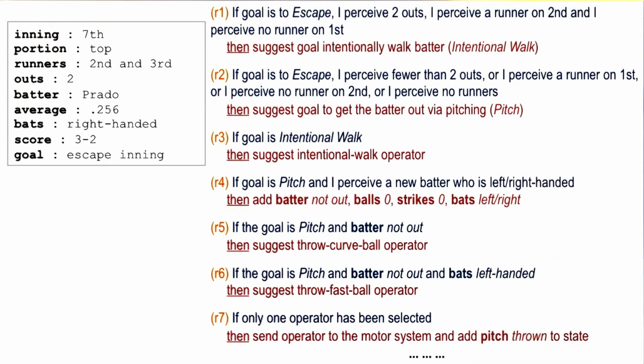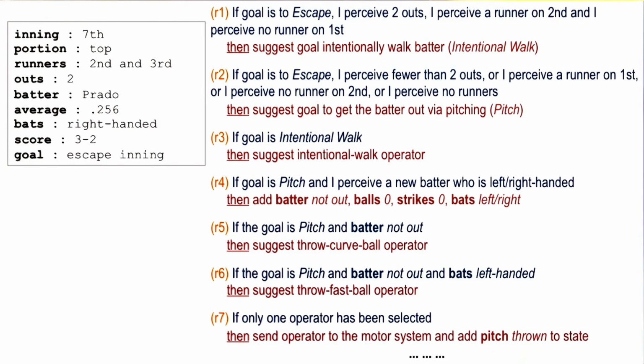Let's consider one other rule. Rule number 7, if only one operator has been selected, then send the operator to the motor system and add the pitch thrown to the state. So there is now both an action has been selected, and the action is going to be executed, as well as the state of the working memory is going to change. So it will say that now the pitch has been thrown.